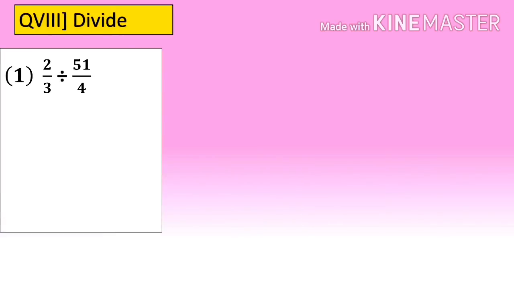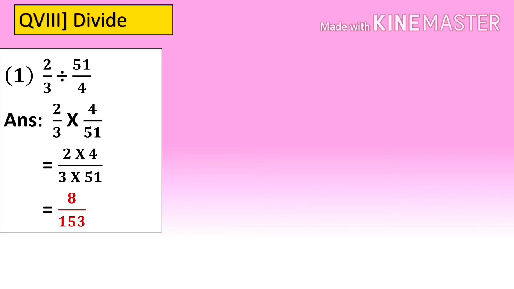Question number 8, divide. The first sum is given: 2/3 divided by 51/4. Now 2/3, divide becomes multiply, and the second fraction, that is 51/4, becomes its reciprocal, means 4/51. Now easily we can multiply numerator by numerator and denominator by denominator. 2 times 4 is 8 and 3 into 51 is how much? 153. You can do the rough work with the pencil on the right side of your notebook.